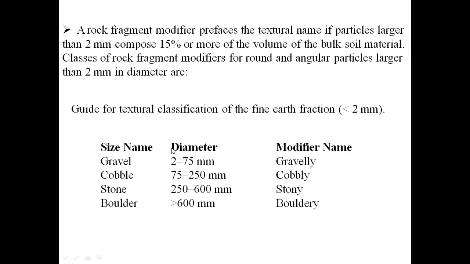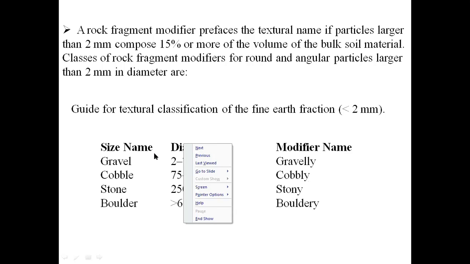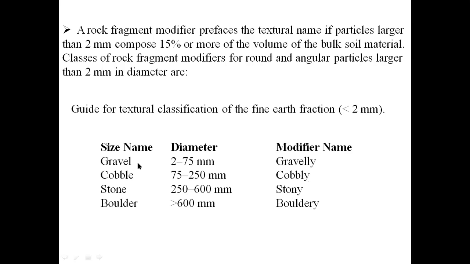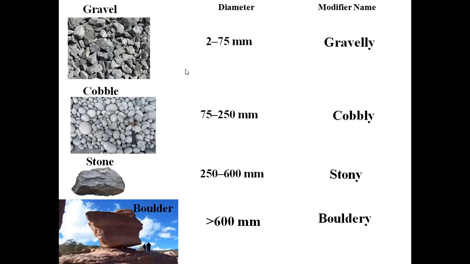So like this, we have gravelly, cobbly, stony, and boulders, three different types of rock fragment classifications. This is completely based on what, students? Based on modifiers of round and angular particle largeness. So based on the roundness and angular particles larger than 2 mm in diameter. So this is the classification.